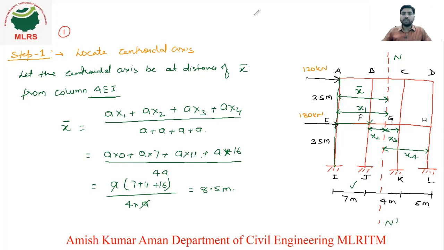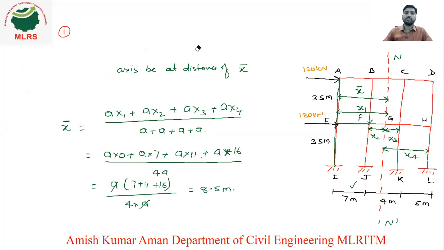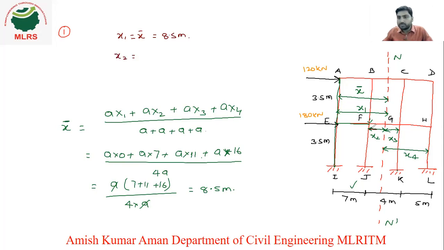So by using this only, what will we do? We will find x1, x2, x3 and x4 also. That is a small x1, a small x2, a small x3. Means the distance of the column from the centroidal axis. What are these distances, right? So let's see, this is x1. So we know this x1 is equal to x bar. So it is simply 8.5 meter only. Now x2, what is your x2? If you see here, this is your x2, right?